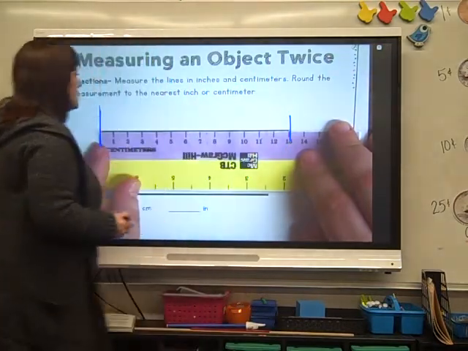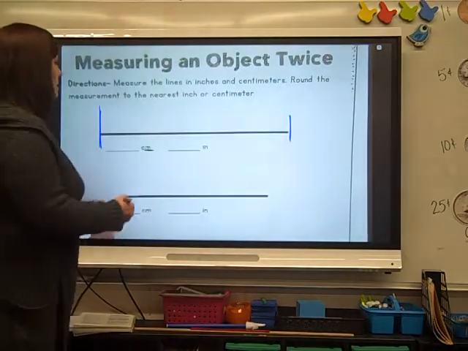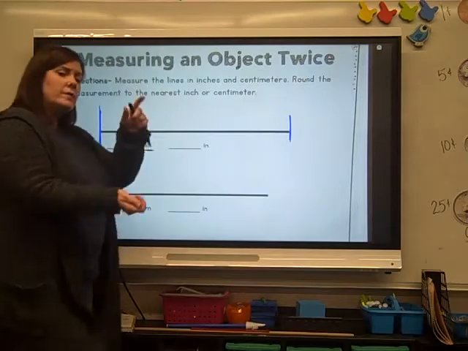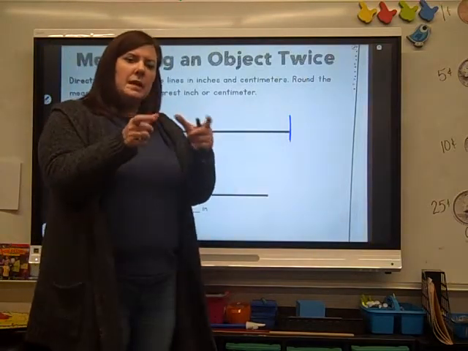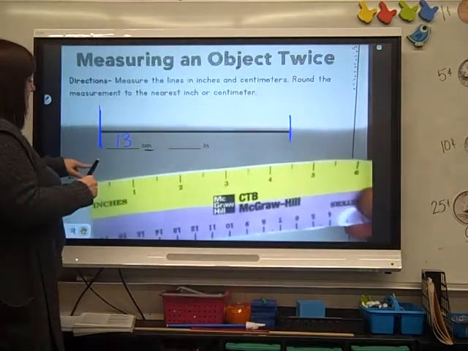13. So it is 13 centimeters long. So we're going to write the number 13 in our blank, okay? Now you've got to flip your ruler over to the inch side, which is the lighter side on yours, and line it up, okay?